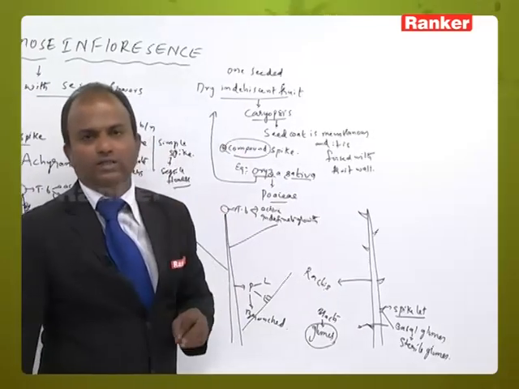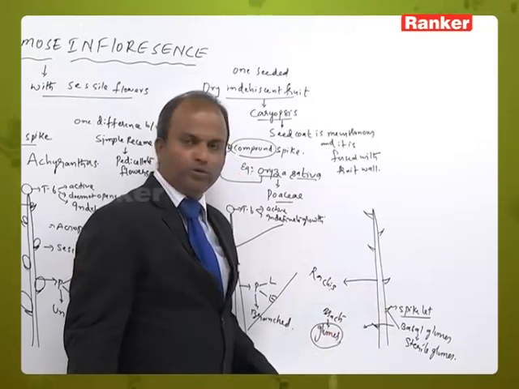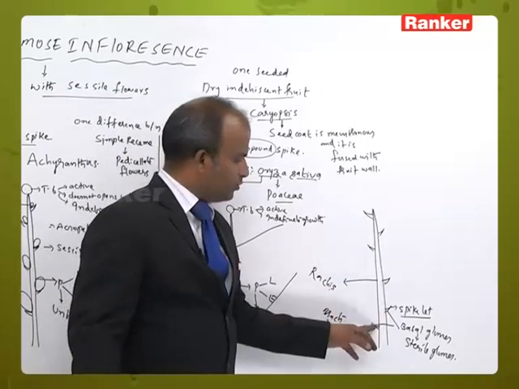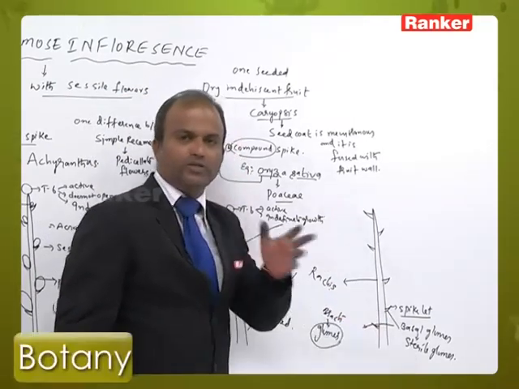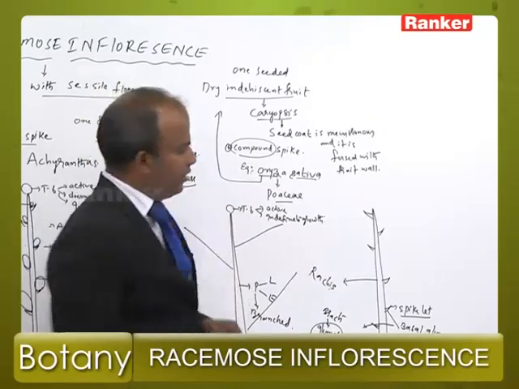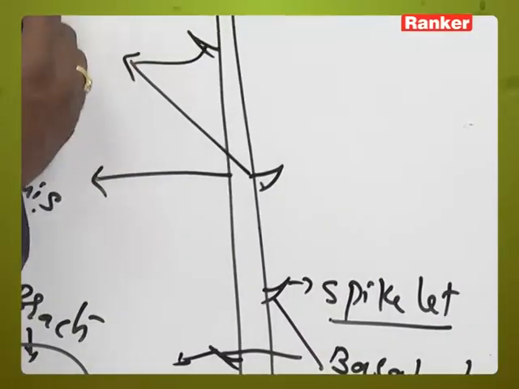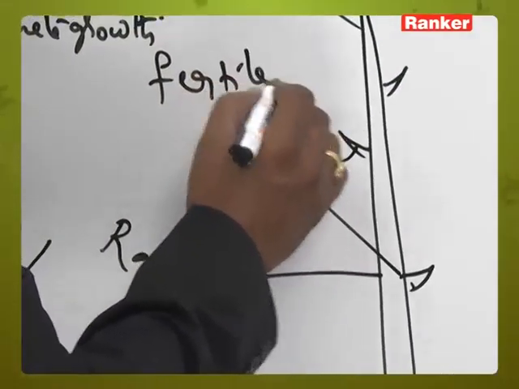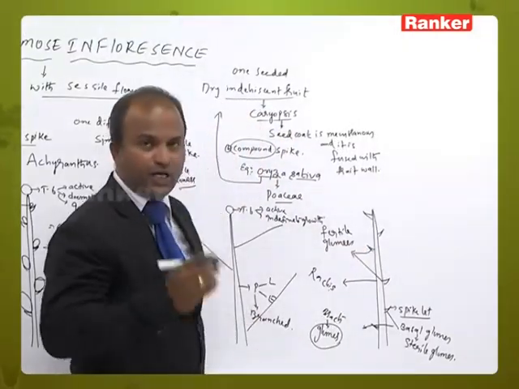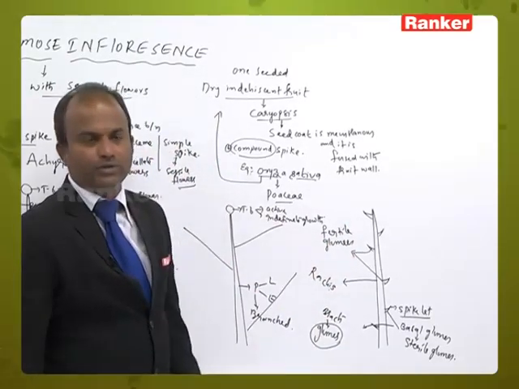Why are they called sterile glumes? Because from these basal glumes, no flowers are developing. They do not show flowers, so they are called sterile glumes. Whereas the middle glumes are called fertile glumes. Why are they called fertile glumes? Because they possess flowers in their axil.